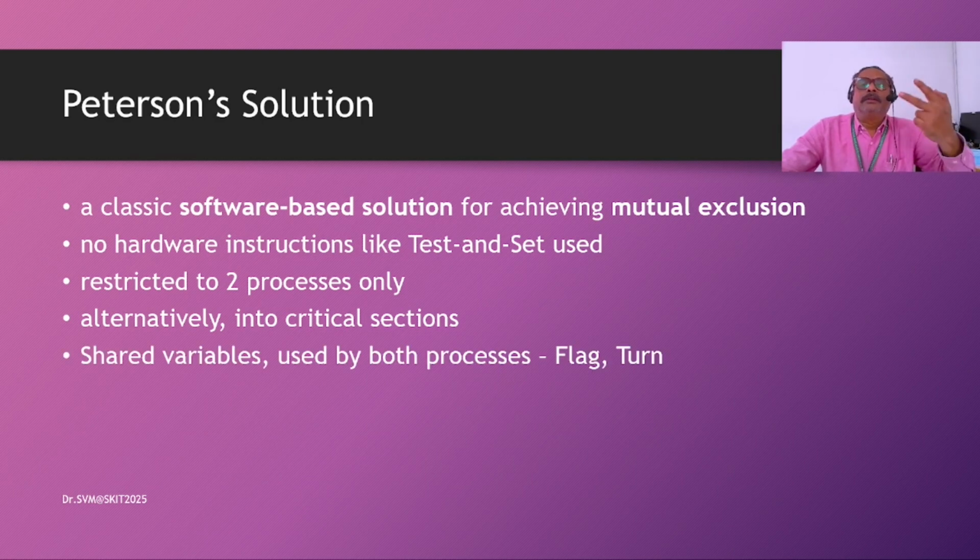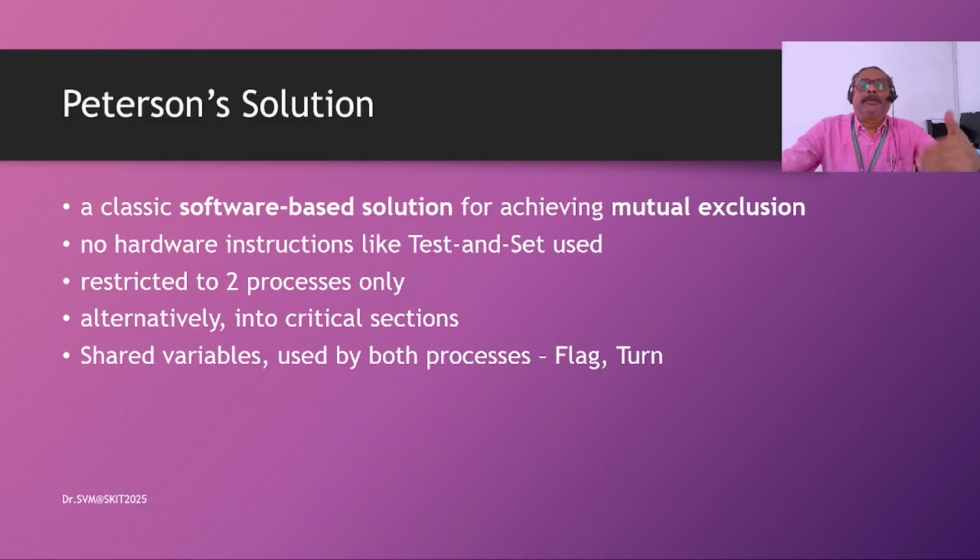And here we have two shared variables, one is flag and the other is turn. We have two flags, one for each process, flag I and flag J, whereas turn is only one variable, and this can be either I or J. So if it is I, then I can continue, and if it is J, then J can continue if they want to. That is the meaning of the turn.